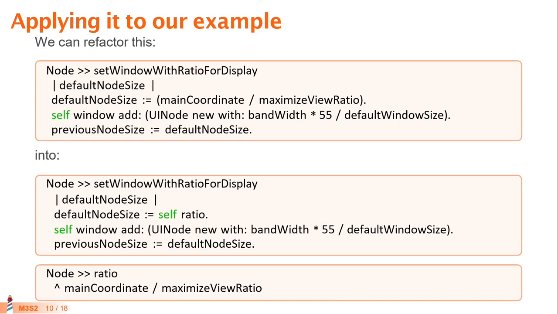Now let's apply this to our example. If I come back to my method here, this is the original method. Now I can completely apply this pattern. I can isolate the expression here in a self-send ratio, okay? And I can implement a ratio method in the Node class here with the default expression.